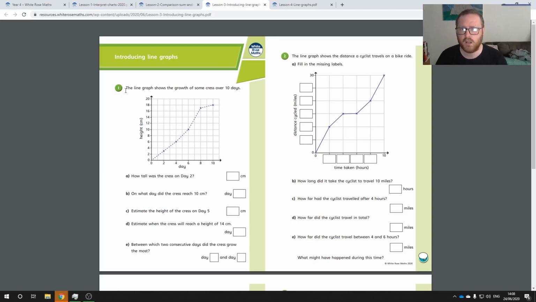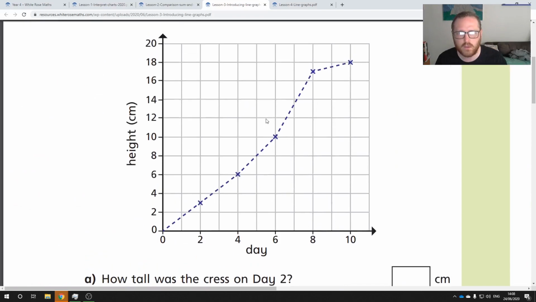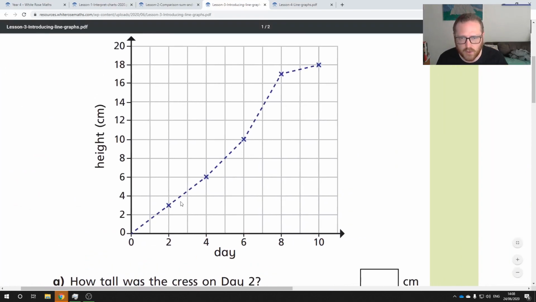So this one here, the line graph shows the growth of some cress over 10 days. And look, you can see along the bottom here, it gives the number of days. And then along the side, it gives you the height of that cress over those days. Okay, so here it says, how tall was the cress on day 2? Well, each of these, I'm going to zoom in for this one though. Each of these points, these little crosses here, we haven't drawn big bars up to them. We haven't drawn pictures of the cress or anything like that.